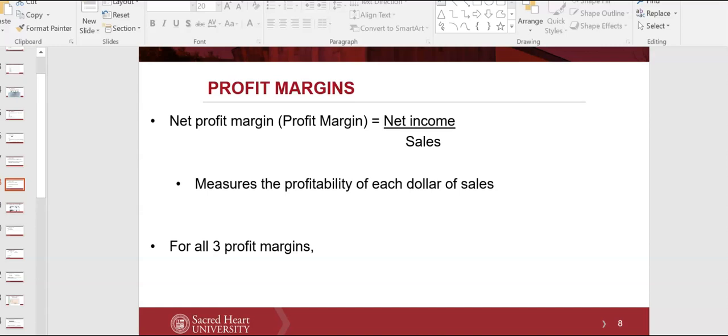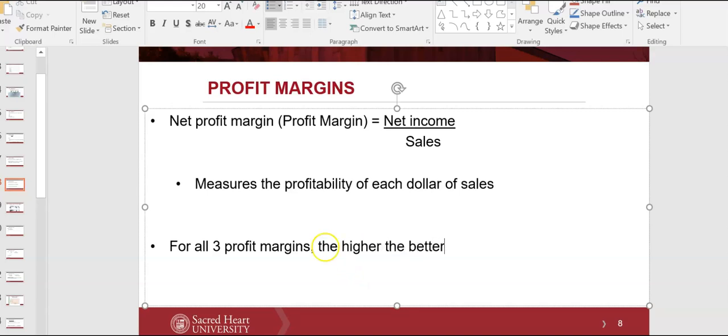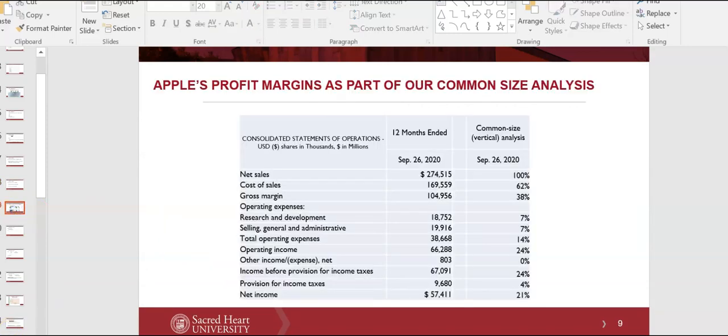The net profit margin measures the profitability of each dollar of sales. And for all three profit margins, as you know, the higher the better. We've calculated and analyzed these profit margins before. We just didn't use the terms.